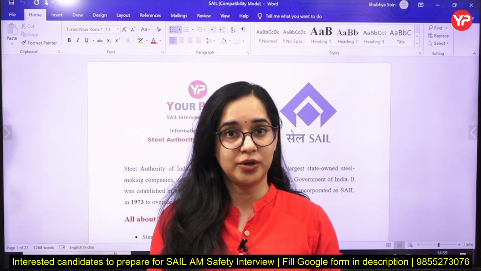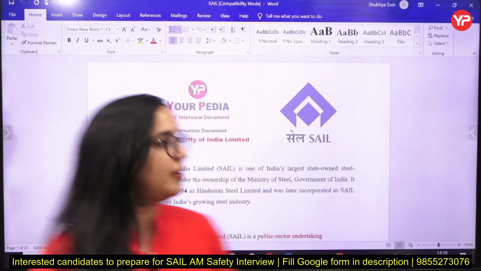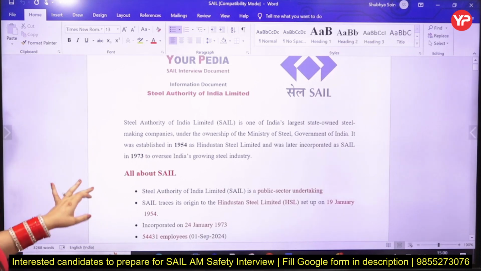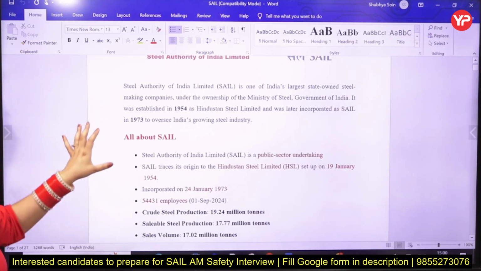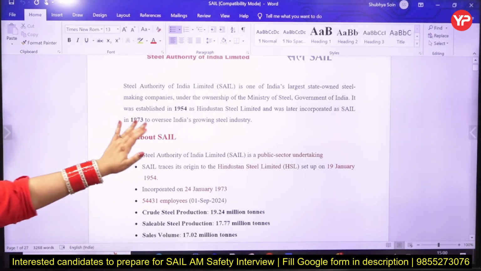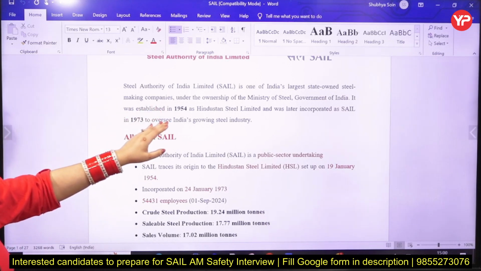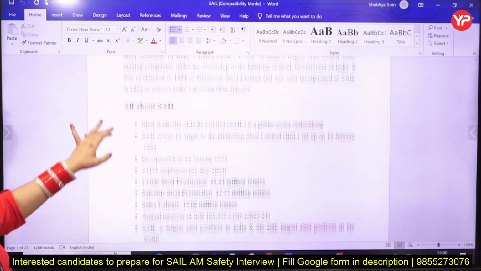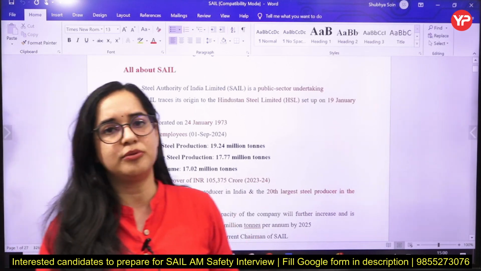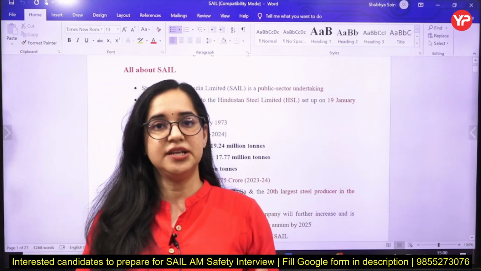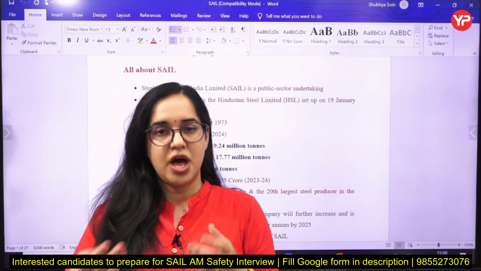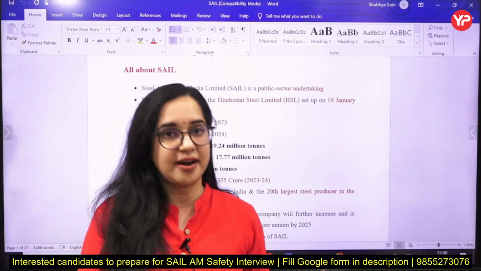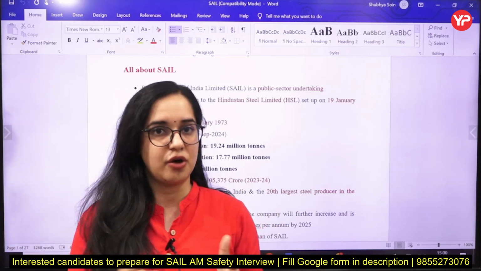What are the most important verticals that you need to prepare for SAIL? Now at the very start, this documentation, I repeat, is available on the YourPedia panel. In the download section, you can just download the documentation. At the very start, there is an introduction, that is, under which ministry it is headed. It was established in 1954 and was later incorporated as SAIL in 1973. This is just brief information, because sometimes they start with a question like, what do you know about SAIL? Or why do you want to join SAIL? This can be a combination of certain projects and the generic idea of what SAIL actually carries, what are the products and services carried by SAIL. You can incorporate these in your answers.